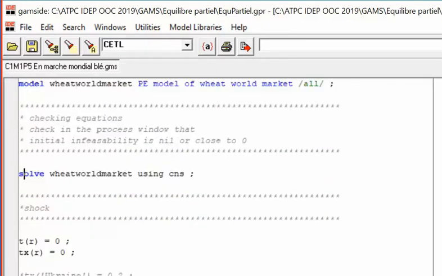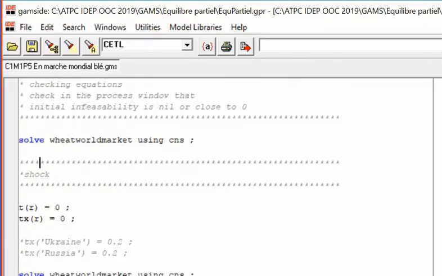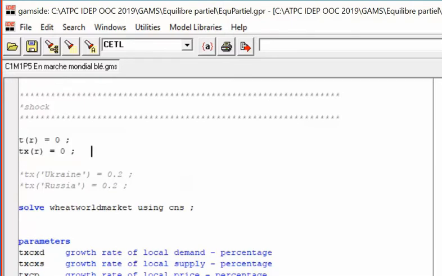Okay, so I can ask for a first resolution of the model, a first solve of this model. It is a square system, so I can use the CNS solver. This first solve is only to check that initial infeasibility is nil or close to 0. And then I apply a shock, which is the removal of all import duties and export taxes. But you remember that there are only import taxes in this model. All the export taxes are initially equal to 0.